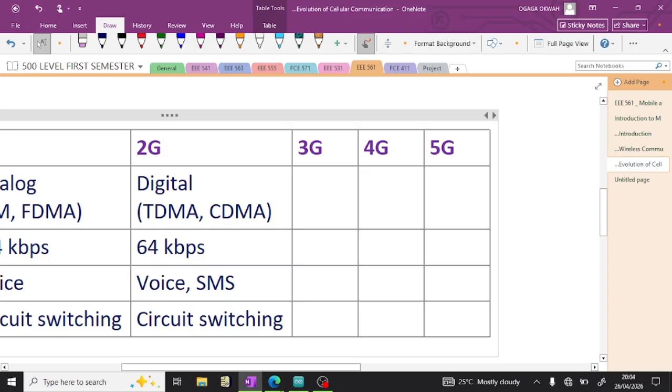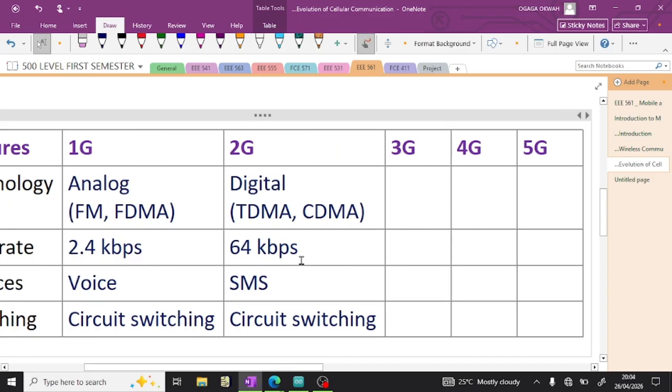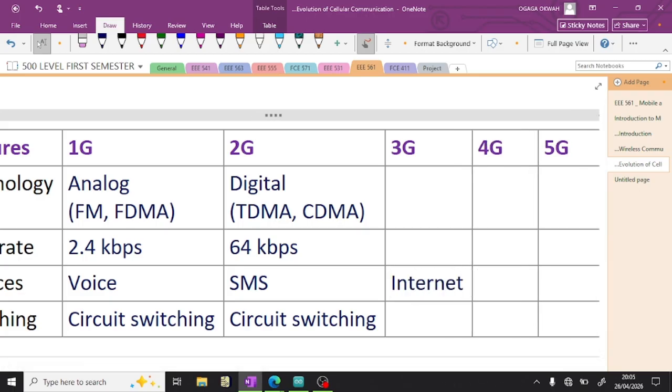Now, in the third generation, let's start with the service as usual. Voice is there, so no need to write it. SMS is also there. Just bear in mind that everything the previous generation contains, this generation also possesses, but with additions and improvements. So what this generation actually focuses on is internet. Since they need internet, they need to cover a wider range of frequencies.